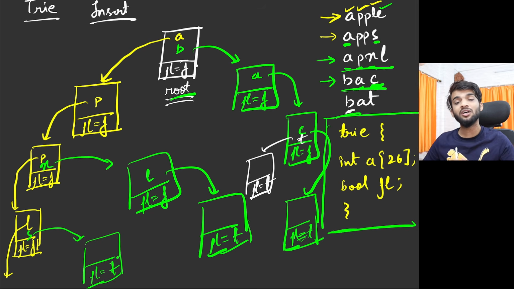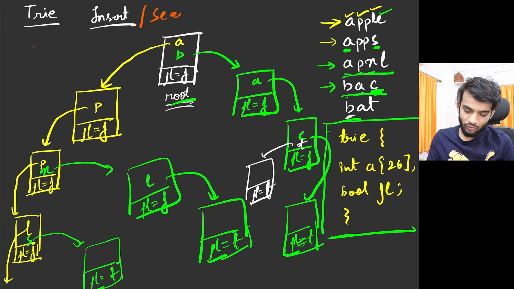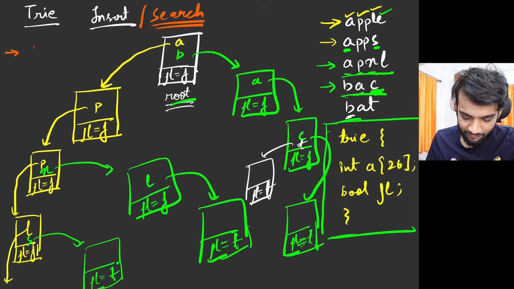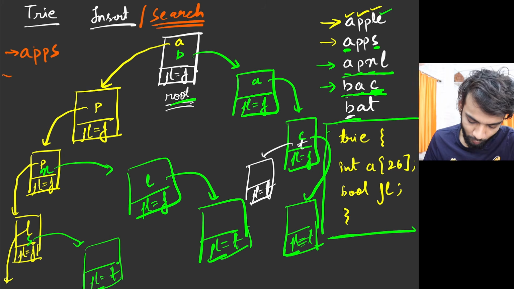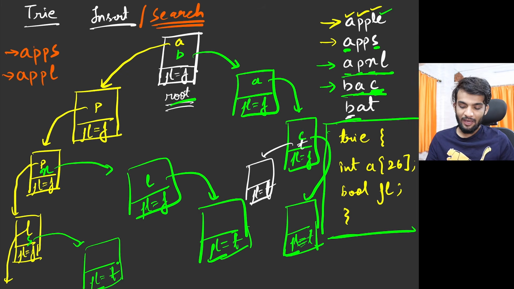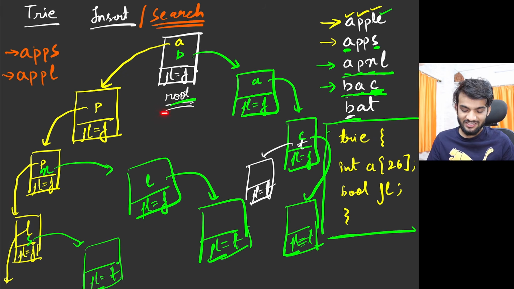Now we will be learning about the search functionality. So that was about the insert functionality. Now we will be learning something which is known as the search functionality. Just imagine someone comes up and says, hey, can you tell me if a word like APPS exists or not? Can you tell me if a word like APPL exists or not? How will you implement that? It's very simple. If you have this entire TRIE data structure created, the moment someone says, do you have APPS? You always stand at the root and you start.